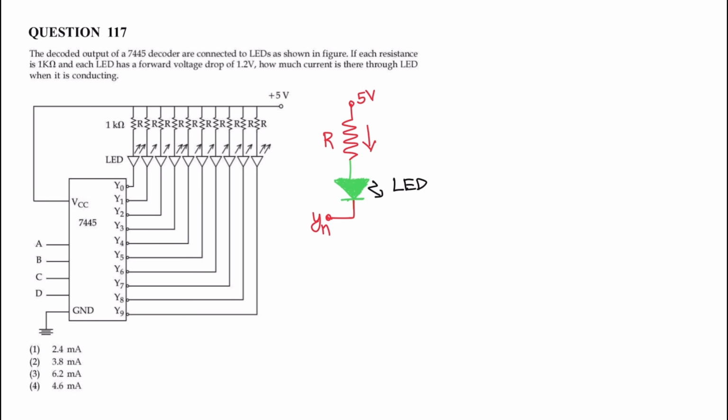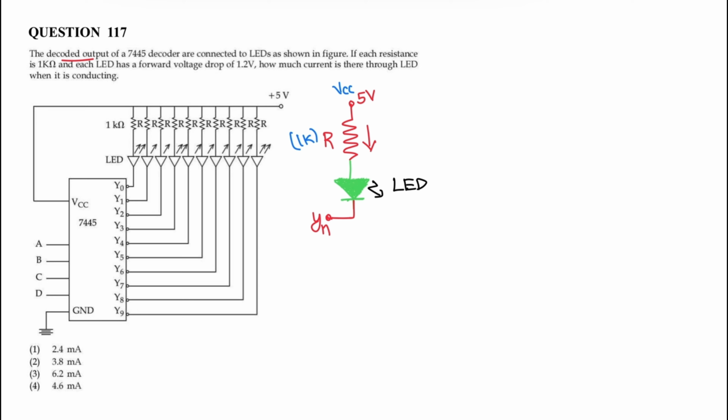Next question. The decoded output of a 7445 decoder is connected to an LED as shown in the figure. If the resistance R is 1 kilo ohm and each LED has a forward drop of 1.2 volts, how much current is there through the LED when it is conducting? So the given circuit is a decoder. It can be simplified like this, where the applied voltage VCC is 5 volts, resistance R is 1 kilo ohm, and this is an LED represented by green light, and the output is Y of N.